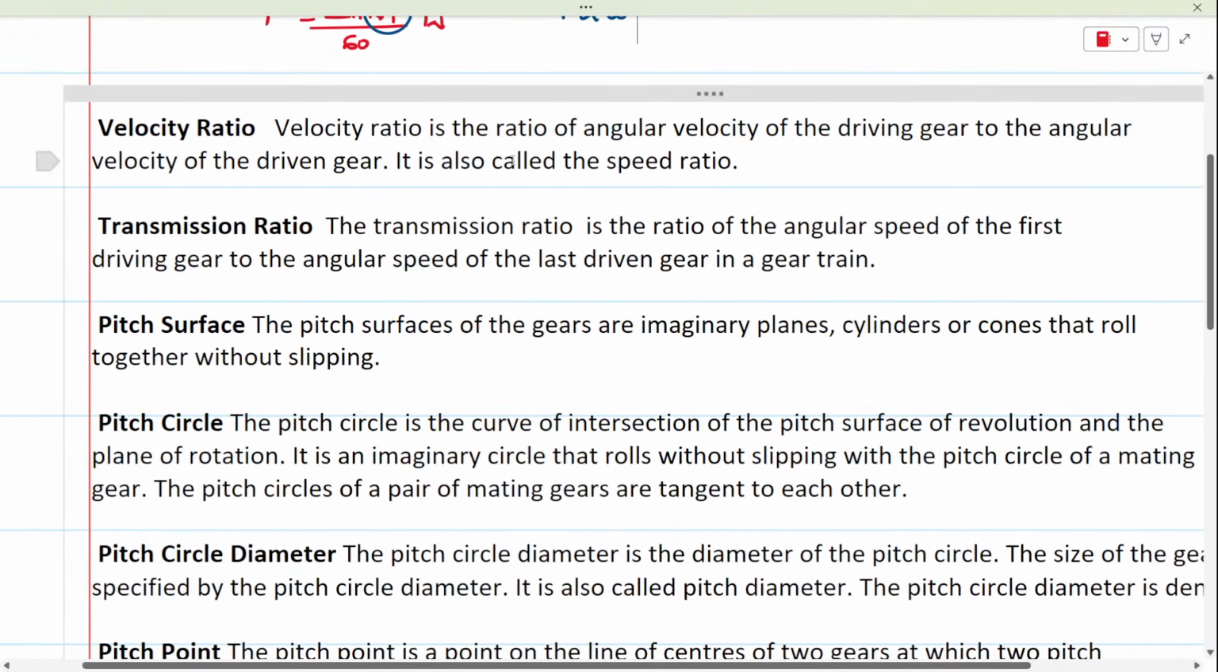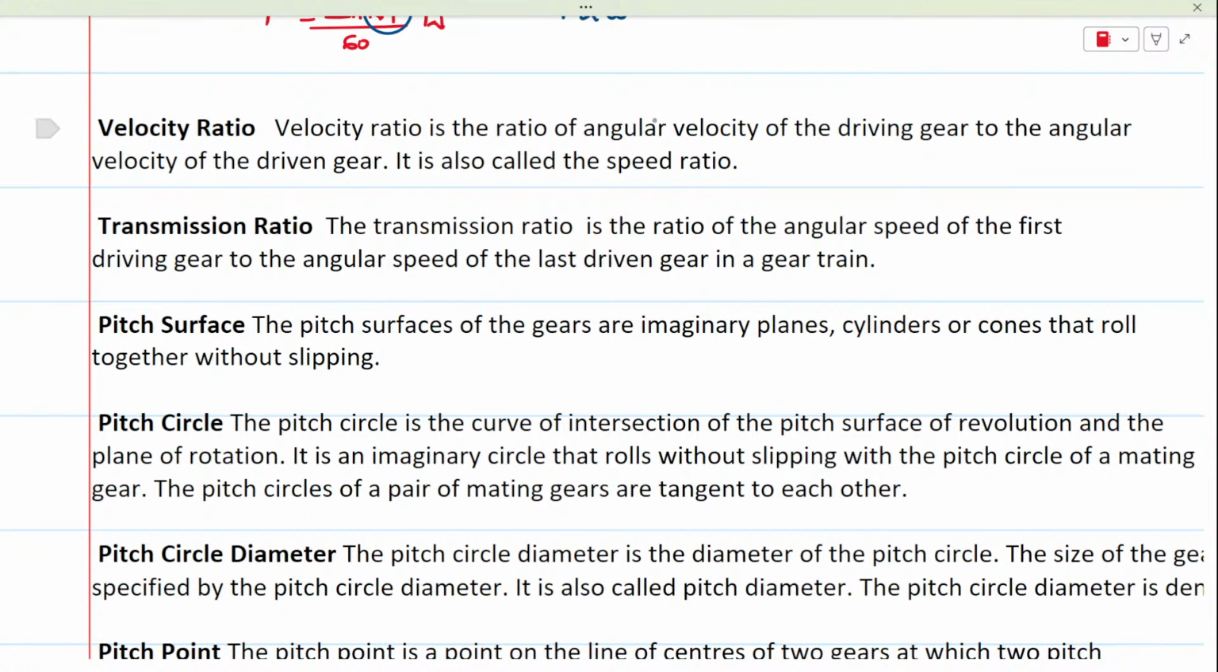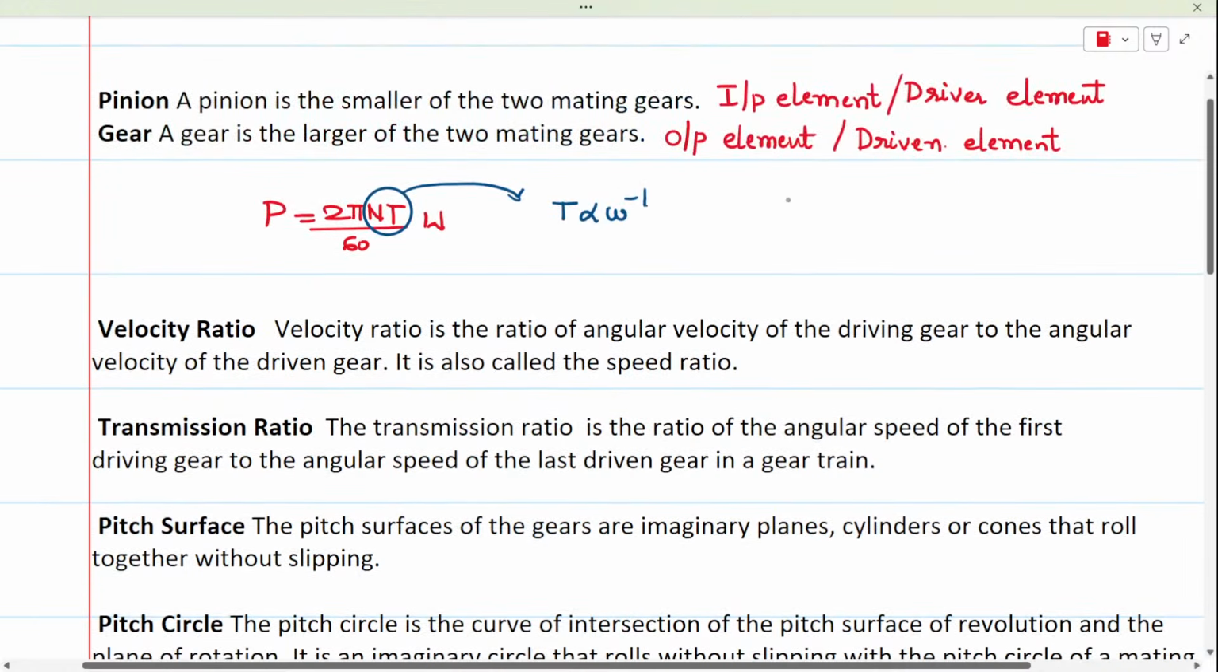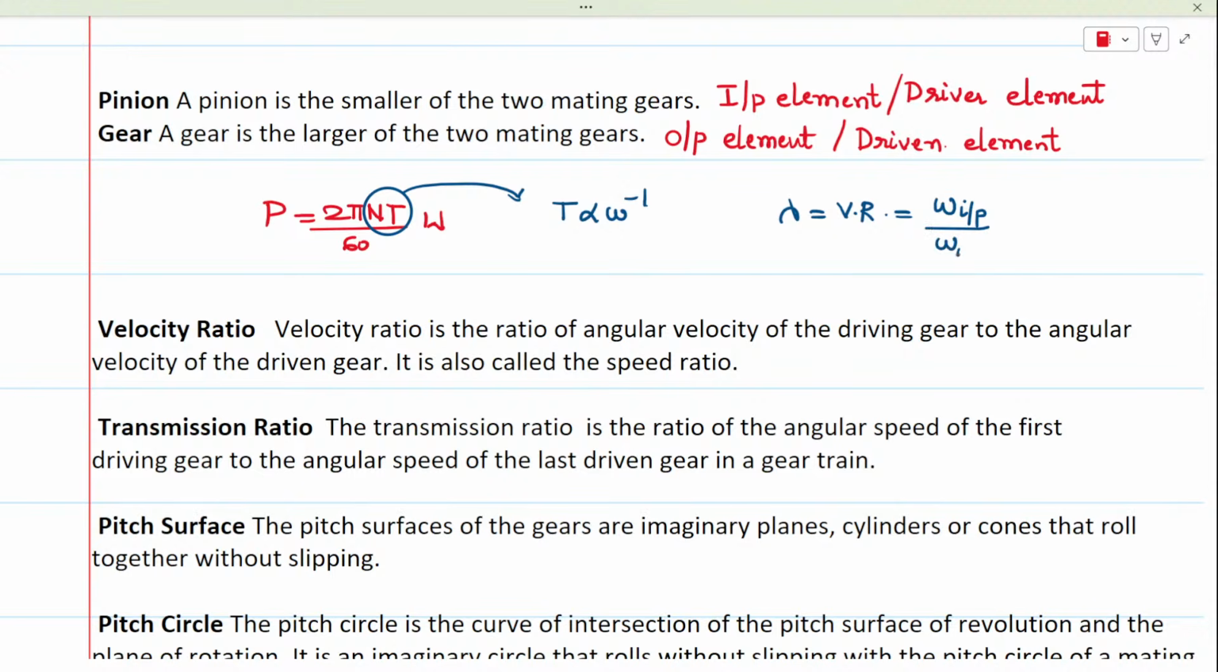Okay. Next is velocity ratio. Velocity ratio is expressed as angular speed of the driving gear to angular speed of the driven gear. Velocity ratio is designated by the letter lambda, so lambda is equal to VR. This is also written as omega of input divided by omega of output. And transmission ratio is expressed as angular velocity of the first driving gear to the angular velocity of the last driven gear in the gear train.